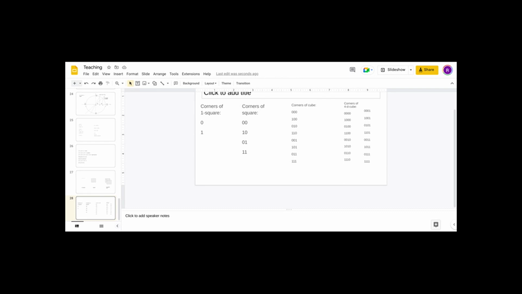Like a line segment has length, and a square has area, and a 3-dimensional cube has volume, and a 4-dimensional cube will have 4-dimensional volume. So length, area, volume are all just the amount of space in a 1-dimensional, 2-dimensional, and 3-dimensional object. So a 4-dimensional object will have its own 4-dimensional volume.